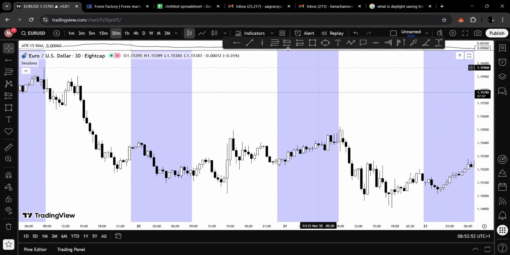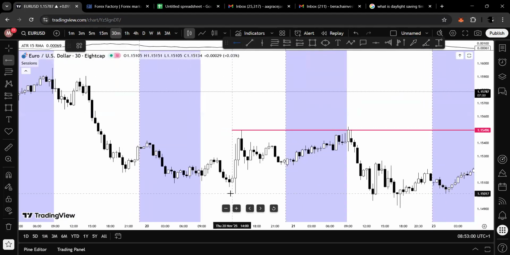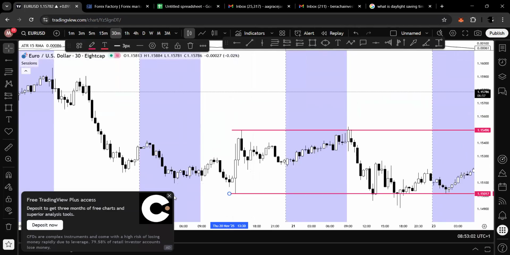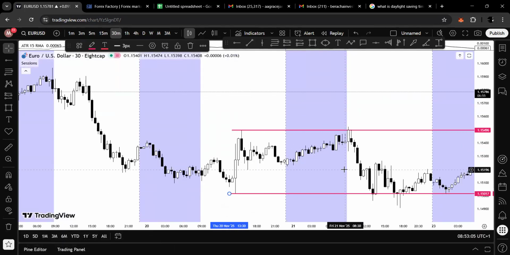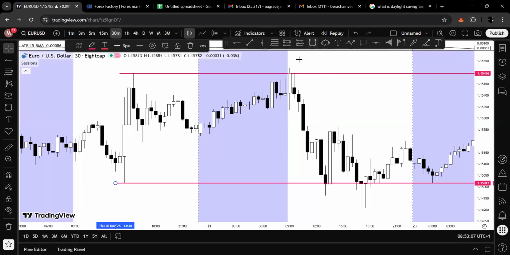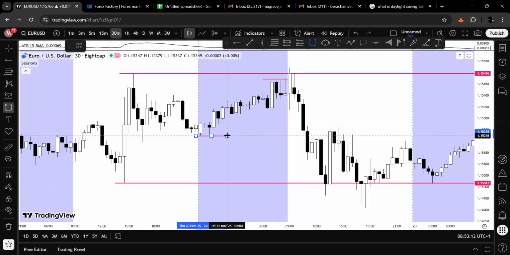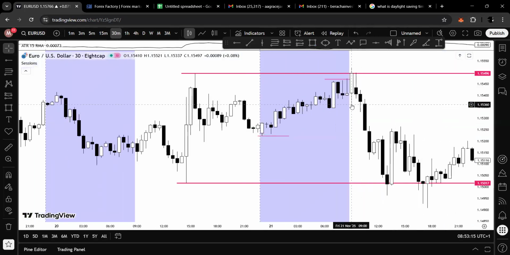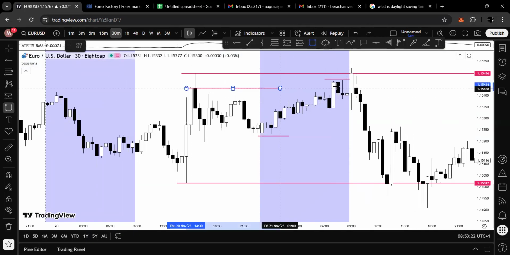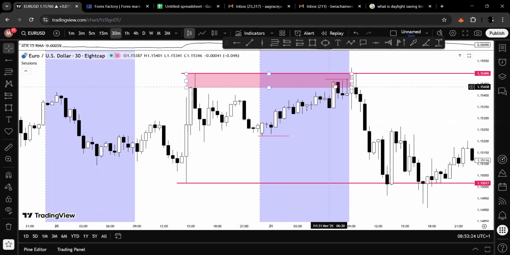Okay, good. Look at this. This is the high of the previous day, and this is the low of the previous day. The blue part is Asia, and look at what I'm saying. This is the highest part of Asia, and this is the lowest part of Asia. The market opened at 9 o'clock. This is the Asian high, and it is also inside. So the Asian high is inside yesterday's high.